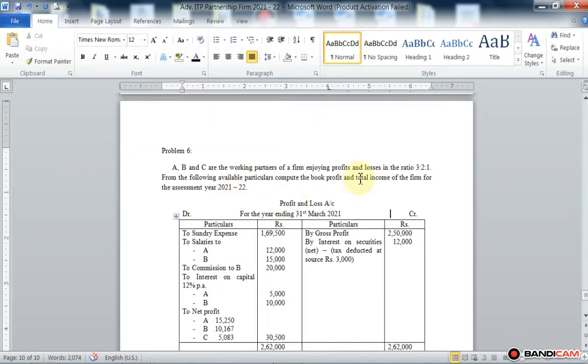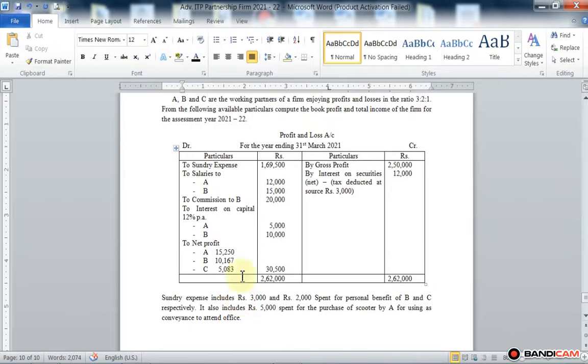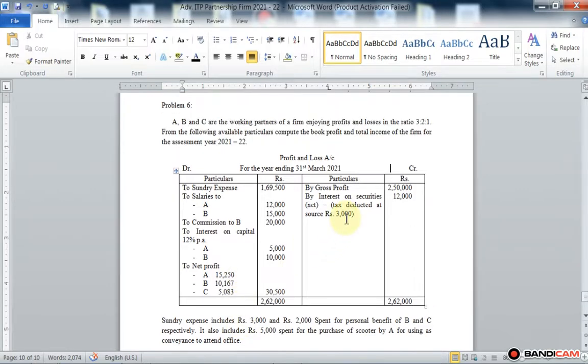This 30,500 is divided among the three partners as per their profit sharing ratio of 3:2:1. So the share in profit of A is rupees 15,250, 10,167 for B and 5,083 for C. Now read the credit side. By gross profit 2,50,000, by interest on securities net of tax deducted at source rupees 3,000, amounting to rupees 12,000. Total of both the sides is 2,62,000.